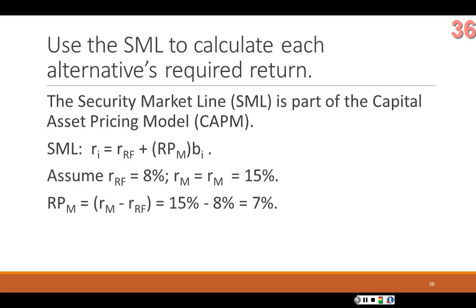We can use the security market line to calculate each alternative's required return. The security market line is a part of the capital asset pricing model. And here, our investment's required return is equal to the risk-free rate plus the market risk premium times beta. And remember that the market risk premium is the market return minus the risk-free rate. So the market risk premium is the premium investors demand for bearing the risk of an average stock.